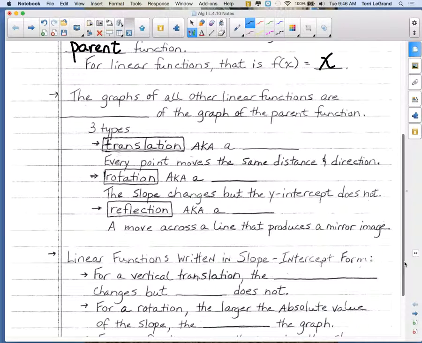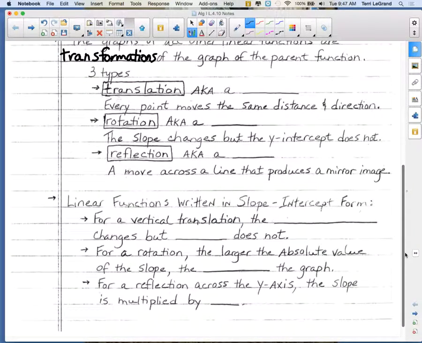The graphs of all the other linear functions, so not this parent function, the parent function is the most basic one. The graphs of all the other ones in the family are transformations of the parent function. So the parent function gets transformed to create other members of the family. And by the way, this is just a one-parent family: f of x equals x. Okay? So the 3 types of transformation that we're going to deal with are translation, rotation, and reflection.